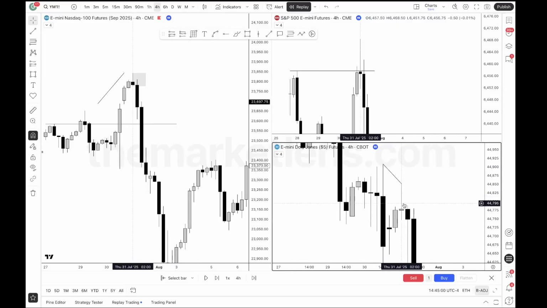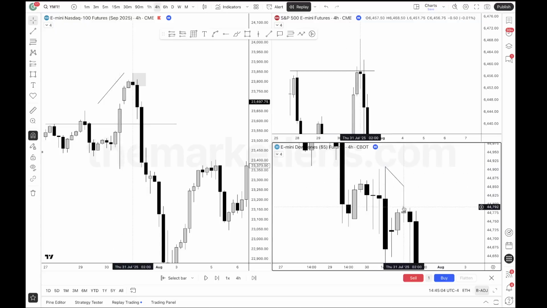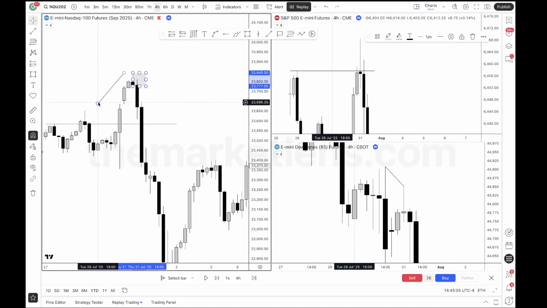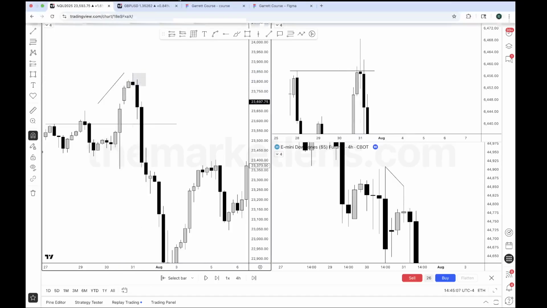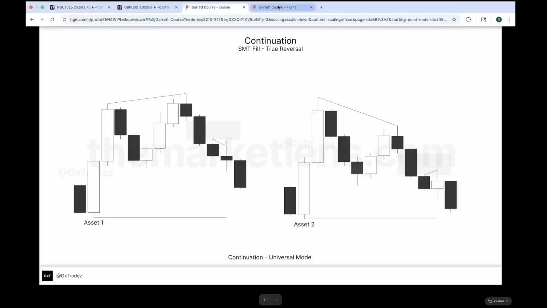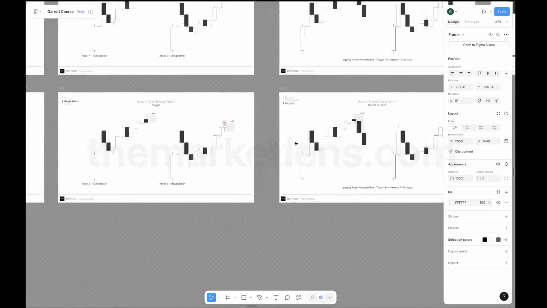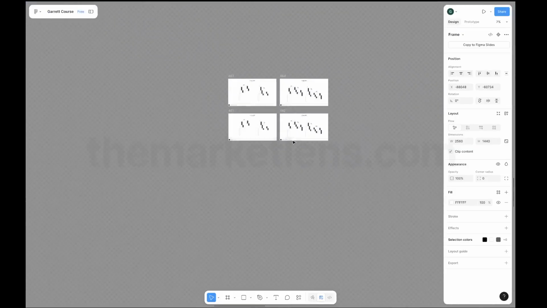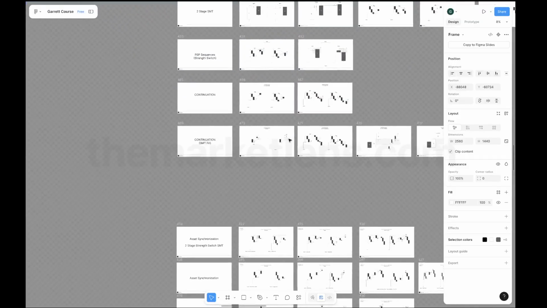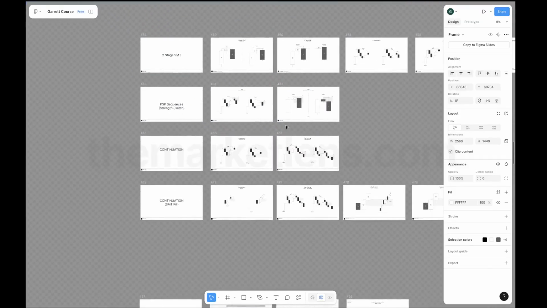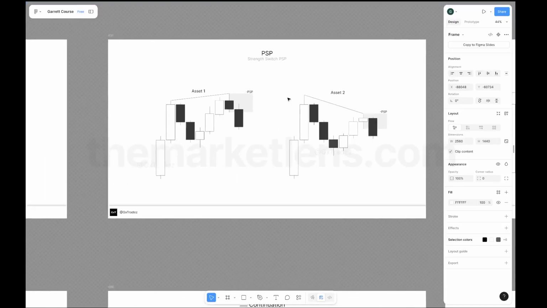So notice how this asset over here is weaker because it's creating a lower low, obviously, right? But it closes bullish, and the assets that are manipulating are closing bearish, right? This is what I call a strength switch PSP. Let's go ahead and find that. Right, that would be right here somewhere. PSP, strength switch PSP. Here it is.